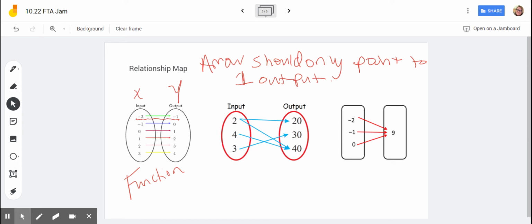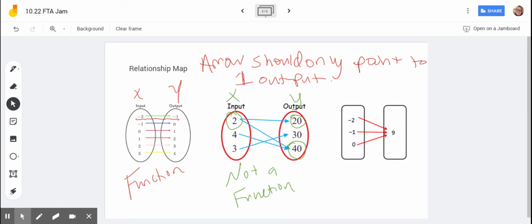Now let's look at the next one. We have 2 goes to 20, but it also goes to 40. Now we said that every x value has to only have one y value, but this 2 goes to 20 and 40, and since 2 goes to 20 and 40, it is not a function.